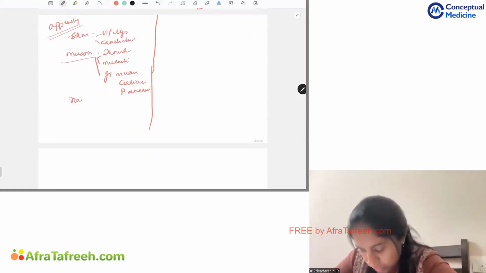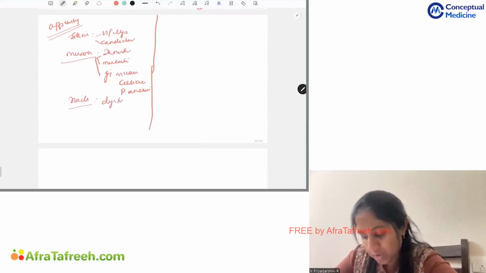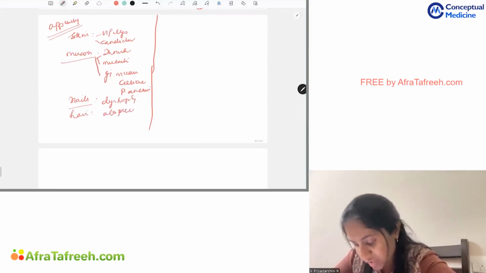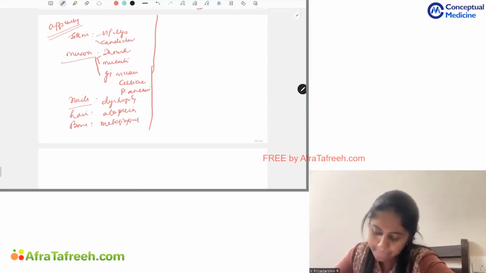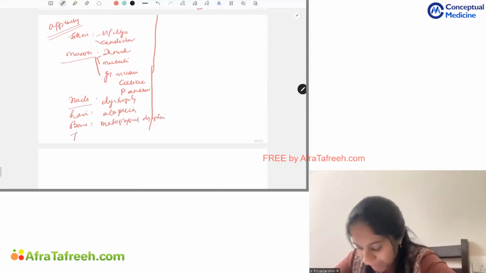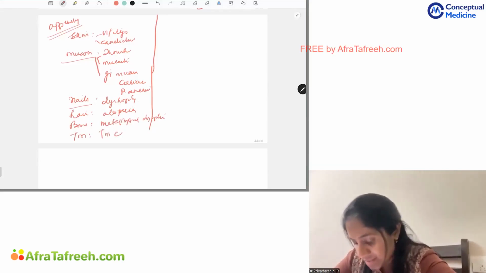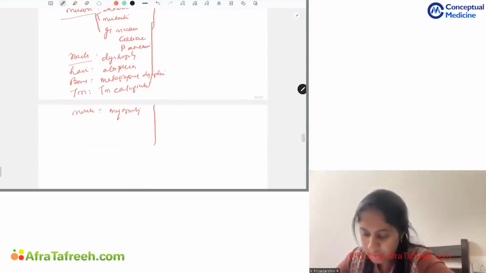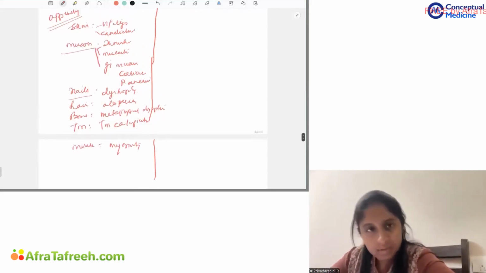And with regard to nails, you may have nail dystrophy or nail dysplasias. Okay, with regard to hair, you will have to remember alopecia. Okay, and with regard to bone, you will have to remember metaphyseal dysplasia. And in the tympanic membrane also, you may have tympanic membrane calcification. Muscles, you may have certain types of myopathy also. So musculoskeletal manifestations can still be there. All the appendages would be involved. Okay. So these are all the manifestations that we generally tend to get in APS type 1.